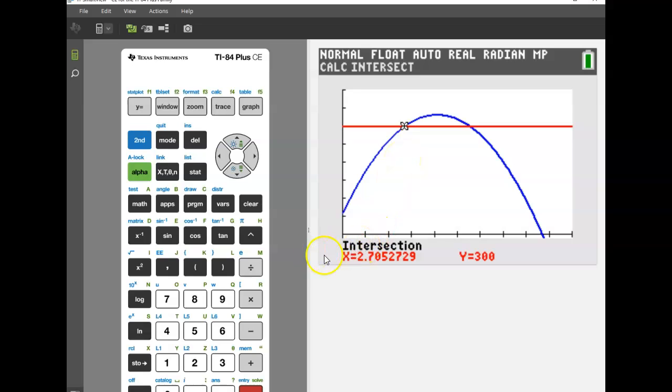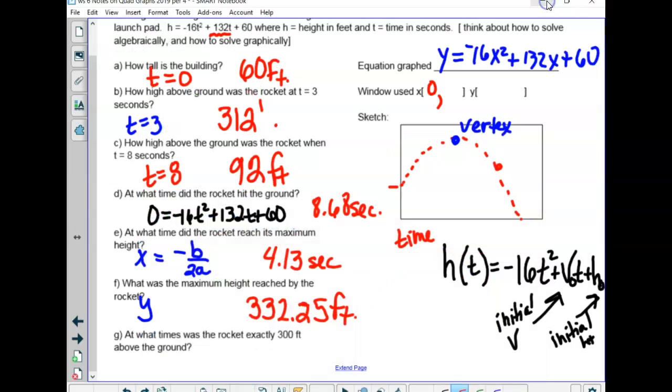Or you could scroll over there and hit your enter, enter near there. Make sure it does not say guess any longer down here, though. If you write down your guess, that's not going to be correct. Okay, so it needs to say intersection, and it calculated to be 2.71. All right, guys, I'm going to need some help here. First of all, we could have set 300 equal to negative 16t squared plus 132t plus 60 to solve this algebraically.